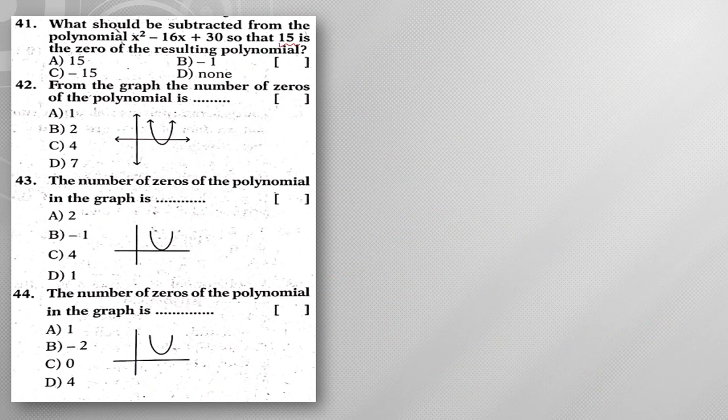So what is he saying? 15 is the zero of the polynomial. That means if I consider this polynomial as f of x, then f of 15 should be equal to 0. Then what can I say? So f of 15 means 15 whole square minus 16 into 15 plus 30.